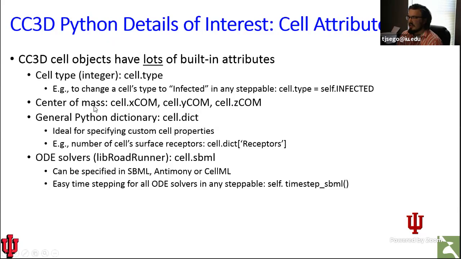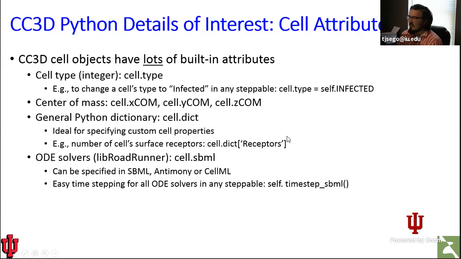Every CC3D cell in simulation is also given its own unique Python dictionary. The attribute is dict, cell.dict. And this is ideal for defining things like custom cell properties. In the case of our framework that we've been building and are working with today, we use the dictionary assigned to each cell to keep track of the number of cell receptors that are available for viral internalization.